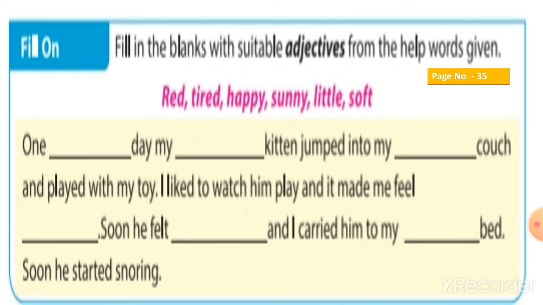Now the next exercise on page number 35. Fill in the blanks with suitable adjectives from the help words given. What are the helping words? Red, tired, happy, sunny, little, soft. Now let's start. One dash day. One sunny day, my dash kitten jumped into my dash couch. Little kitten jumped into my dash couch. How can we describe the couch? Couch is red. Yes, couch means sofa. And played with my toy.